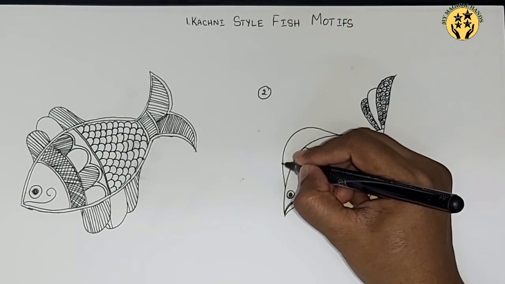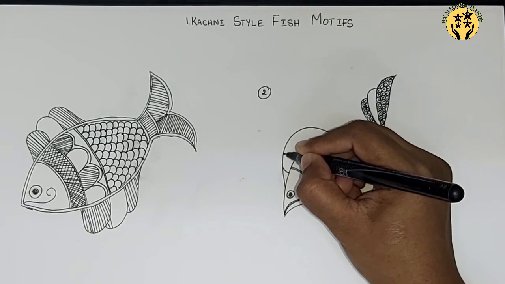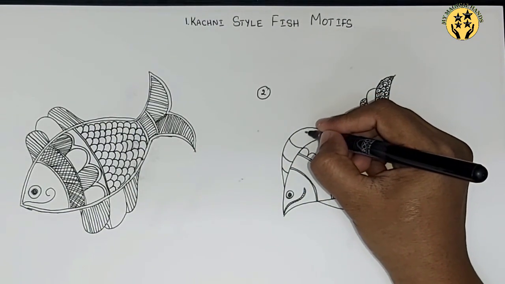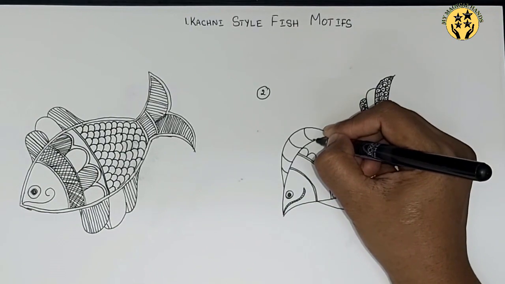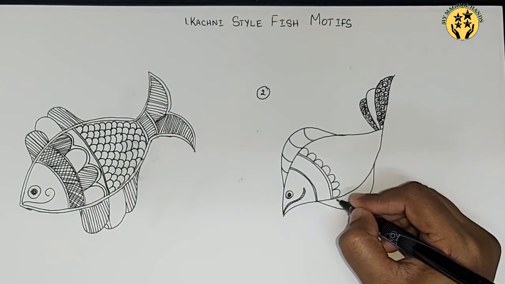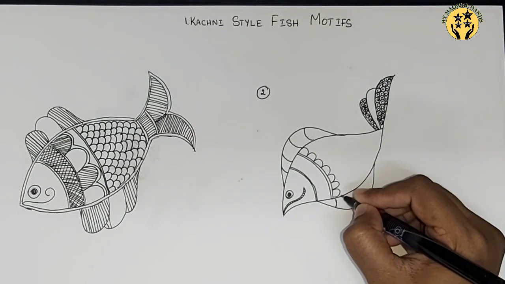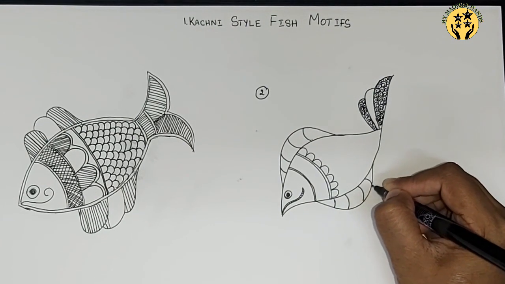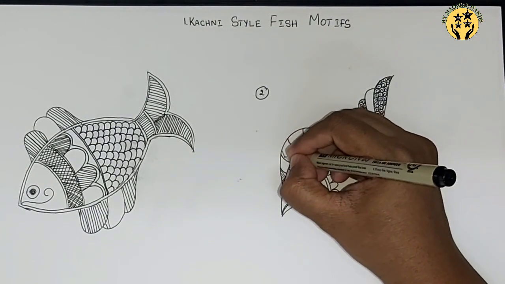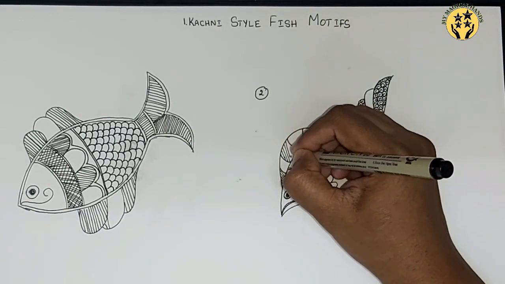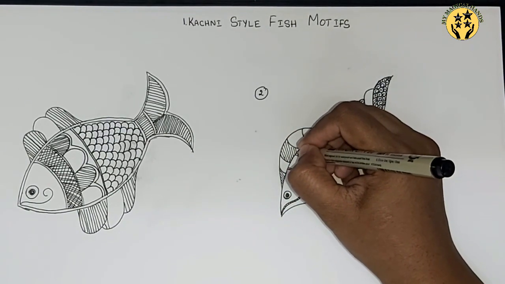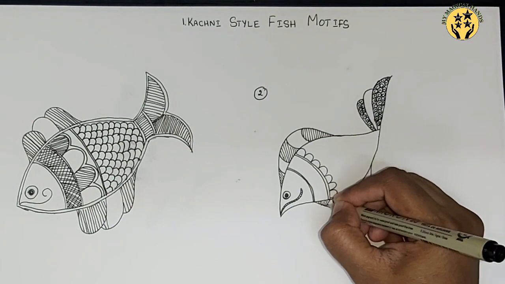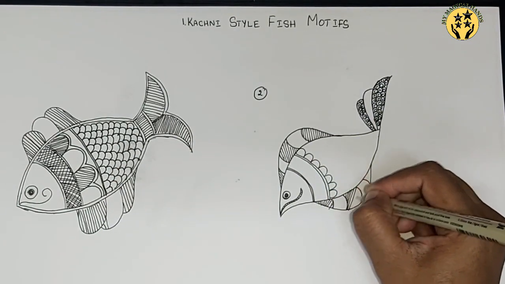Now I am going to fill the fin portion. Just I divide into 4 to 5 parts. Depending upon your fish size, you can divide. Down part also I am going to divide into the same equal portions. Just I fill the fin portion using slanting lines. I just fill the alternate portions. It gives a nice look. Same you repeat on the other side also.